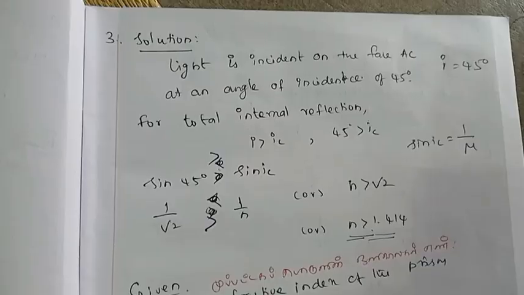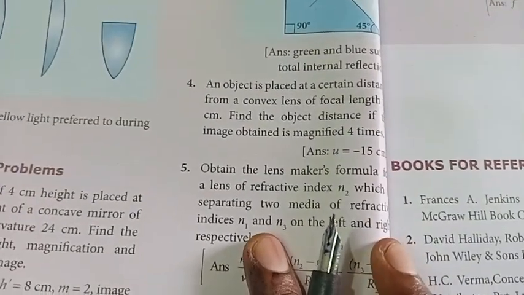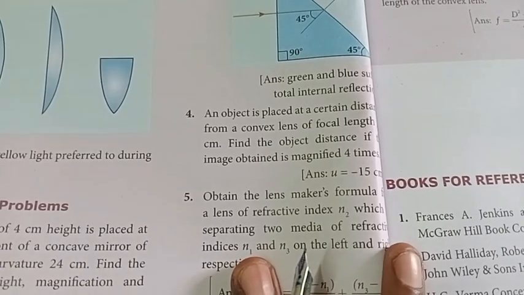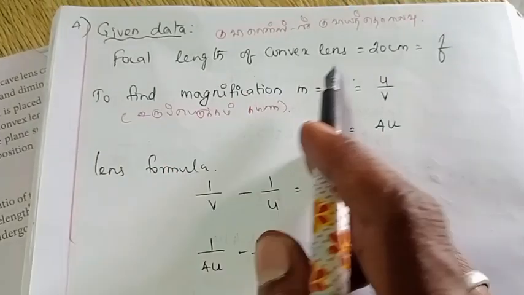Okay. So the fourth question: an object is placed at a certain distance from a convex lens of focal length 20 cm. Find the object distance if the image obtained is magnified 4 times. The answer is 15 cm. Right. So the given data is the focal length of the convex lens is 20 cm. That means f.